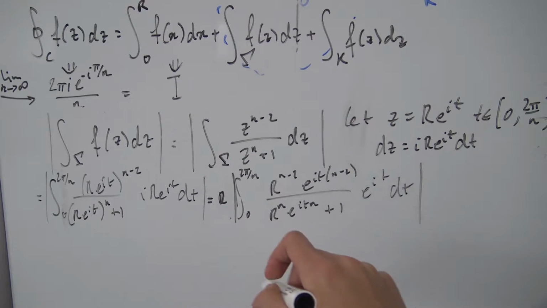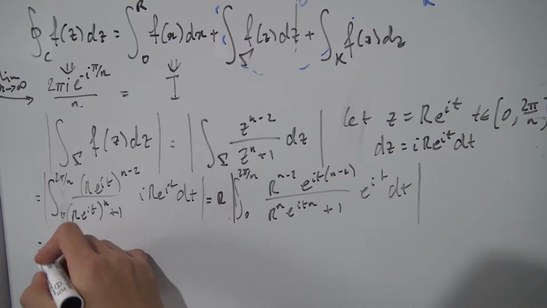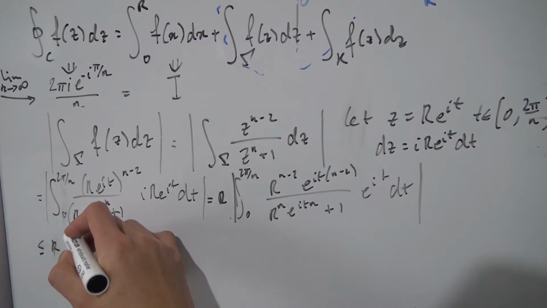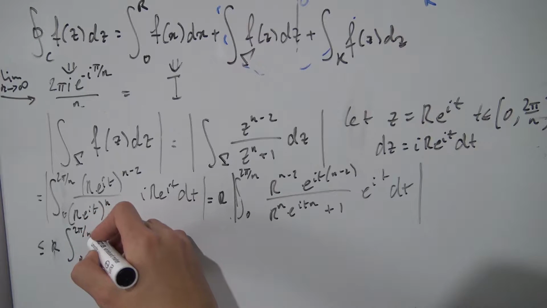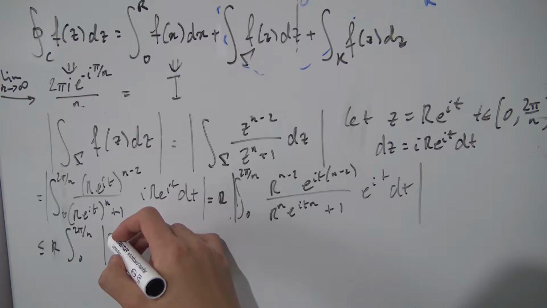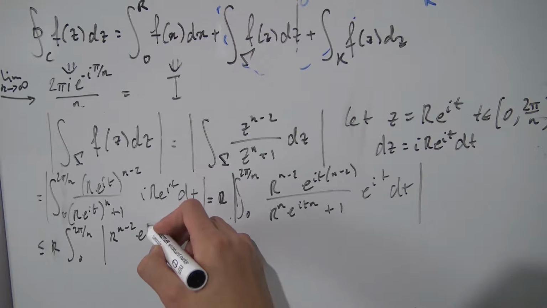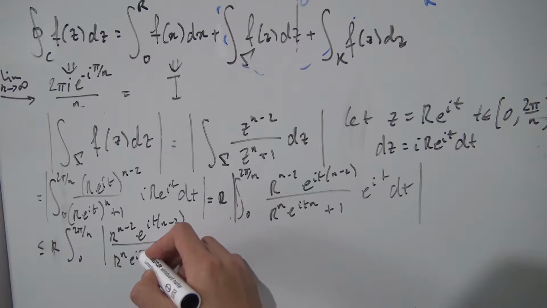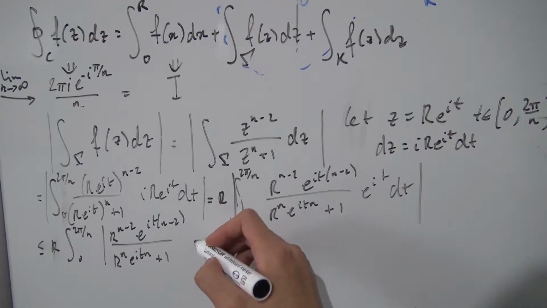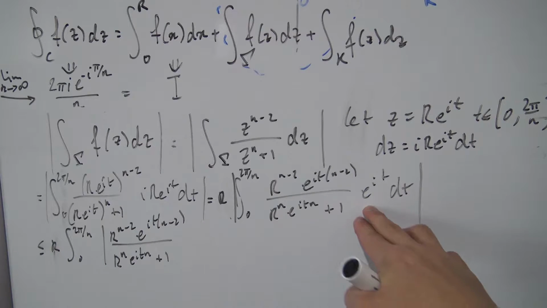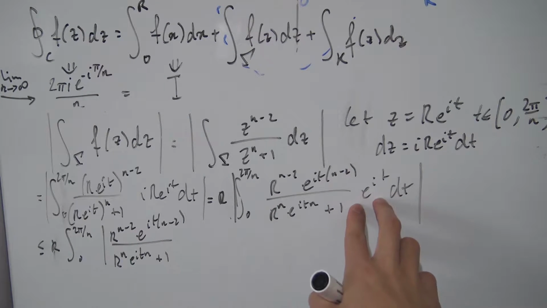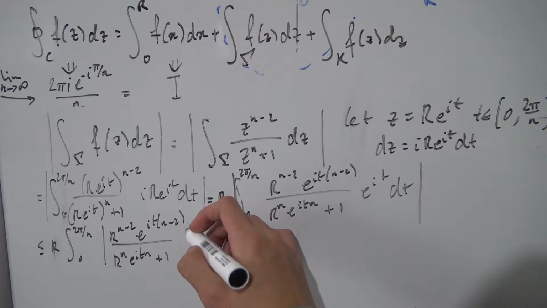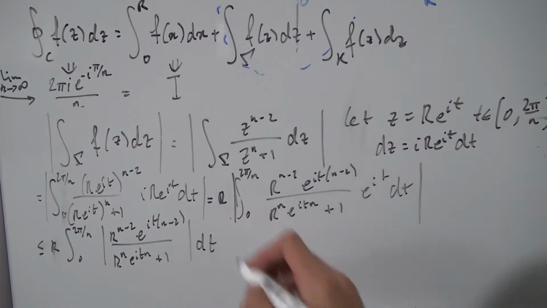So we have r times the absolute value of our integral, and using that inequality I said before, that's going to be less than or equal to r times the integral from 0 to 2 pi over n of the absolute value of r to the n minus 2, e to the it, n minus 2, over r to the n, e to the i, t times n, plus 1. And then we can split the absolute values up because we have a multiplication. But the absolute value of e to the it is just 1 because we're on a unit circle. So let's forget about that. Then the outer absolute value, and then we have a dt.